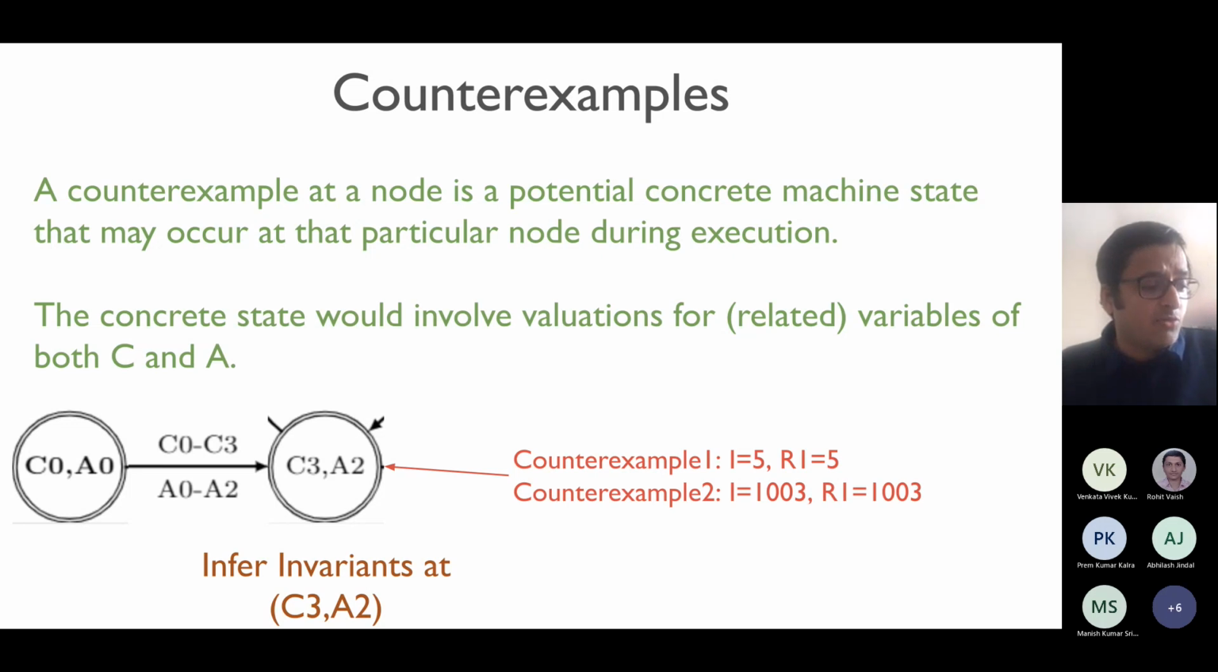For this, the counterexample would involve valuations of variables for both programs C and A. Moreover, because the product program is executing in lockstep, we can expect the variables of the two programs to have some relations. For example, i in C is always equal to R1 in A in the counterexample. So for example, i equals 5, R1 equals 5, i equals 1003, R1 equals 1003.